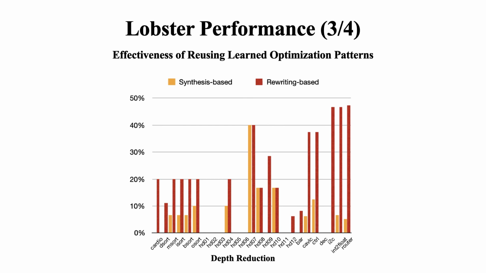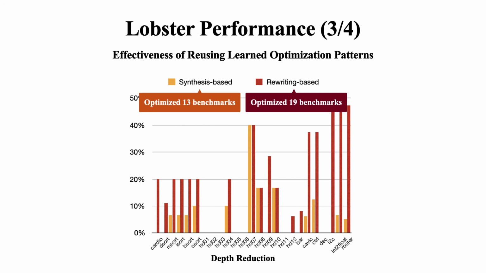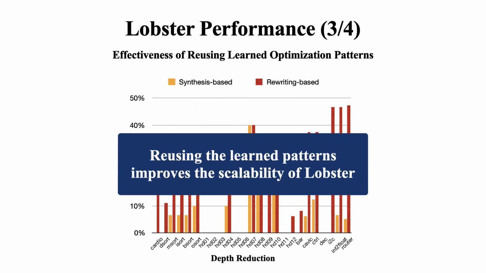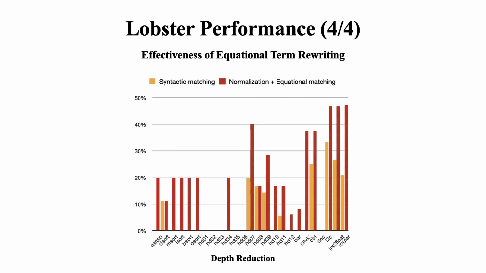We also evaluated the effectiveness of reusing learned optimization patterns. We used Offline Runner as an on-the-fly synthesis-based HE optimizer and compared it to the Lobster. It was able to optimize only certain benchmarks and was able to reduce multiplicative depth only by 10%. This shows that reusing the learned optimization patterns improves the scalability of Lobster.